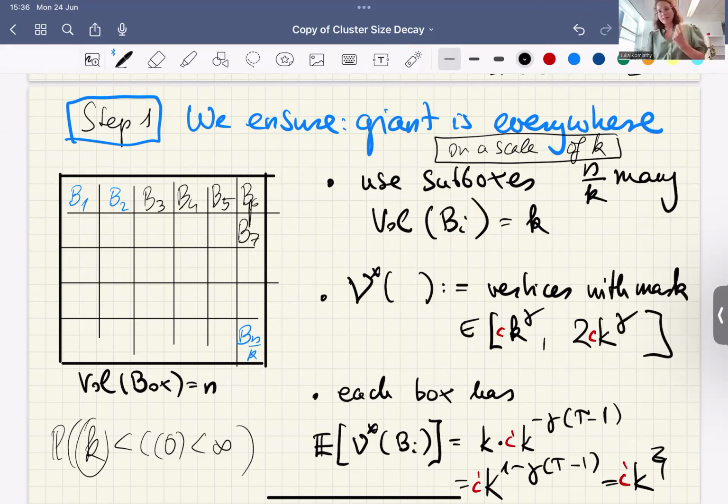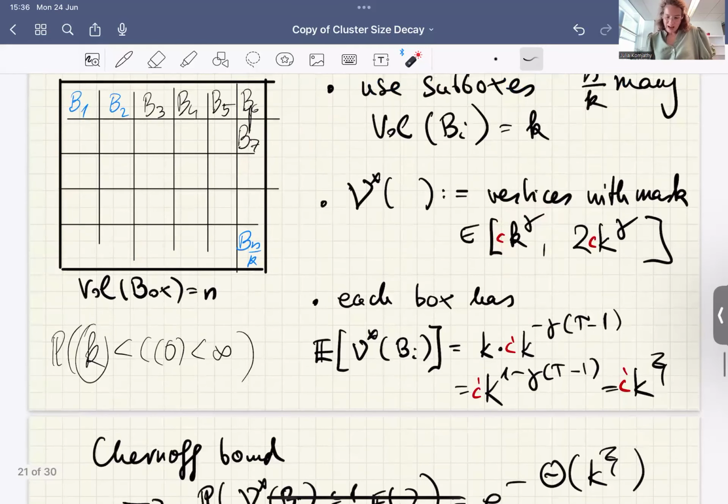And we have seen that in the vertex boundary, there is this magic exponent gamma, which are the vertices that typically already have an edge outside the box on the same scale as the box size. So I'm gonna call V star the vertices with mark in a constant times k to the gamma range, and I will allow here a factor 2. So then it's a little bit of counting how many each of these subboxes have of these star vertices. So the volume of the box is k, and then the probability of having a vertex above this weight or mark is k to the minus gamma times tau minus 1. So you get to exactly our magic exponent k to the zeta.